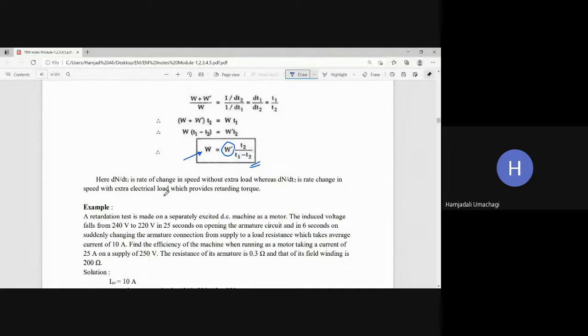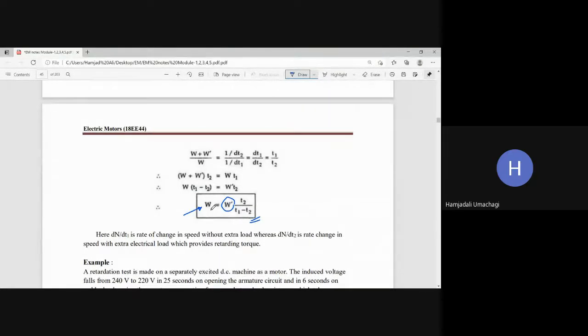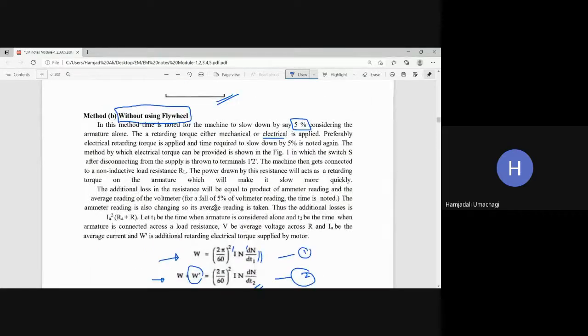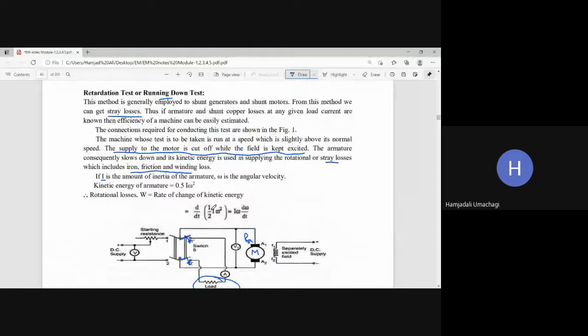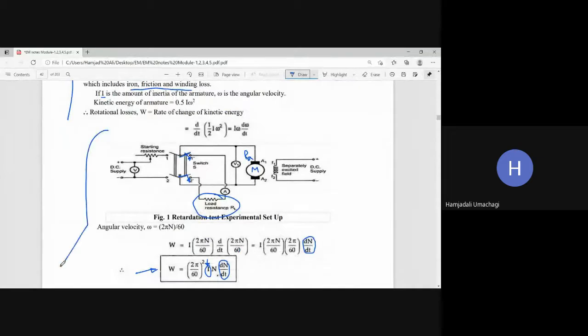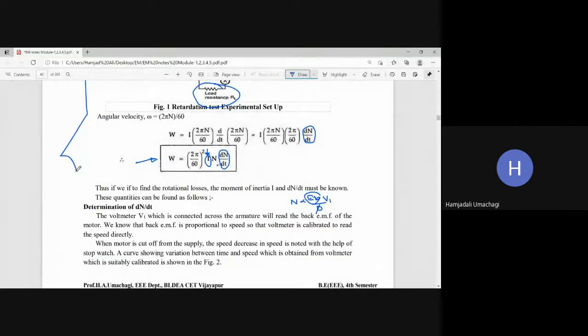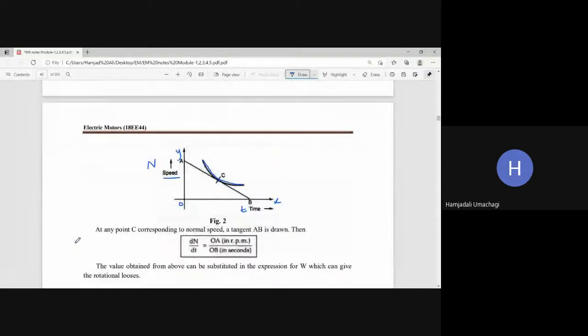So this is how you estimate rotational loss or stray losses using the flywheel method or without using the flywheel method. Without the flywheel method means the electrical braking method, where you allow all the kinetic energy while slowing down the machine to be consumed by the electrical resistance RL, which is purely resistive in nature. In the exam they may ask you to explain the retarding test with a neat sketch, so this is all you are supposed to write: all this theory, then these equations, the circuit diagram, then how to estimate dN/dt, then this graph.